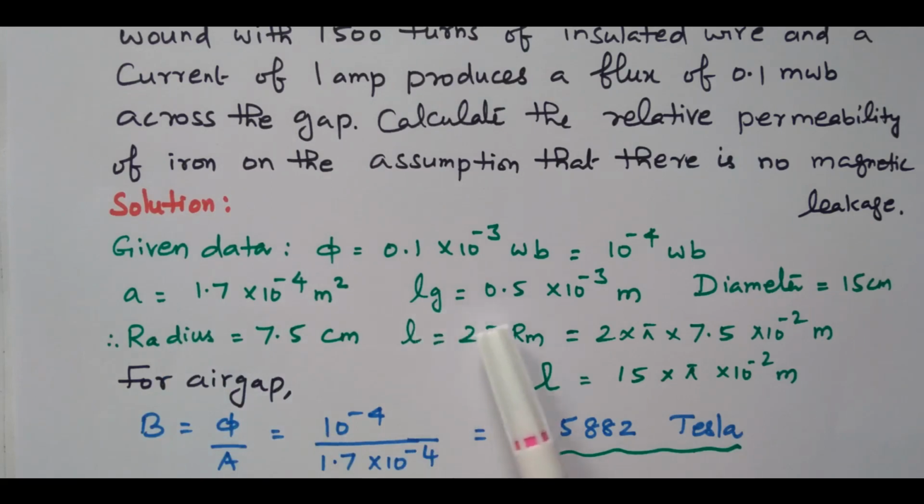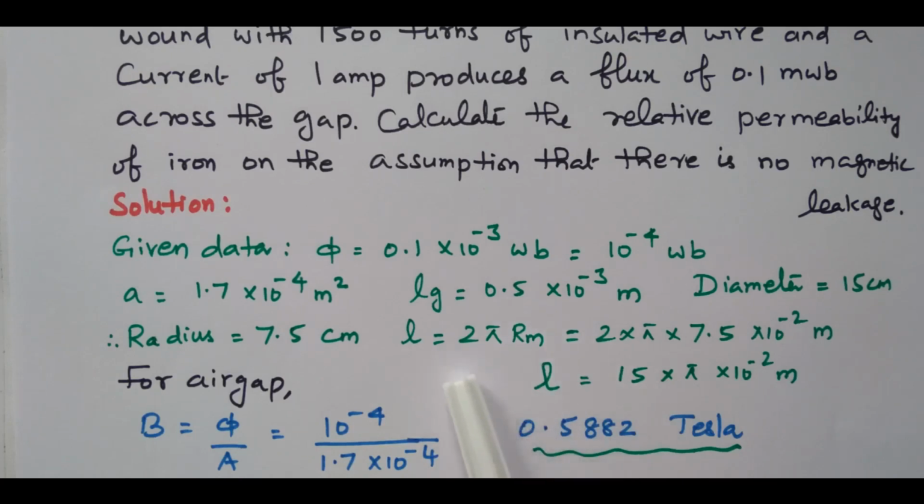The air gap length is given as 0.5 millimeter, so that is 0.5 into 10 to the power minus 3 meter. The diameter is 15 centimeter, so the radius equals 7.5 centimeter, diameter divided by 2. The length is given by L equal to 2 pi rm. So this rm is given.